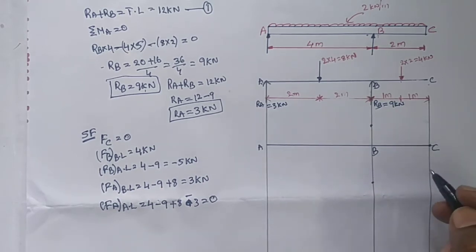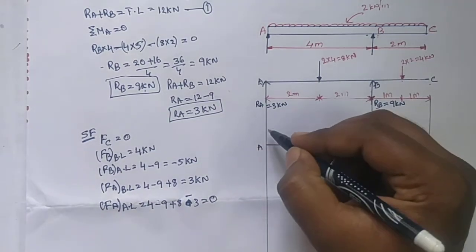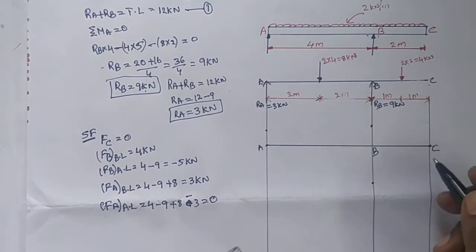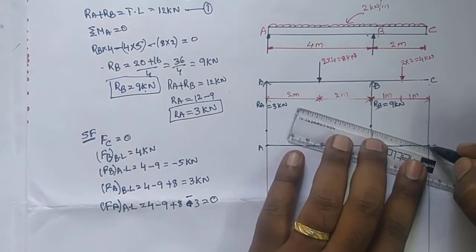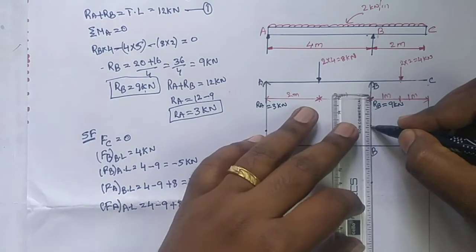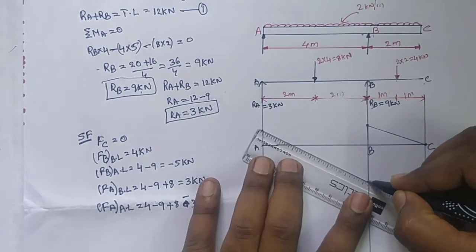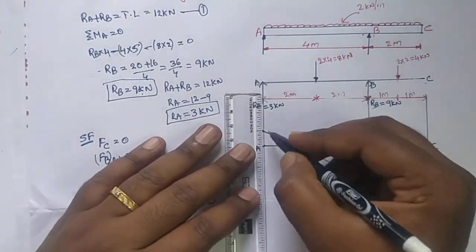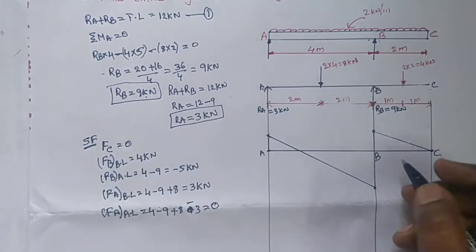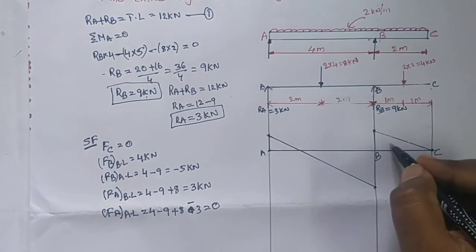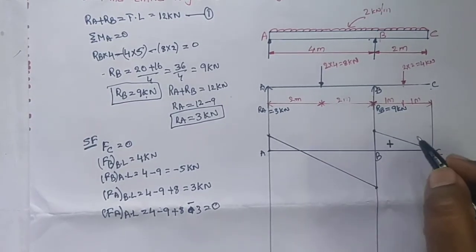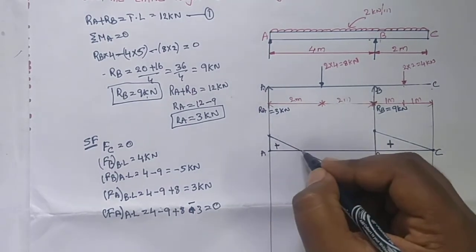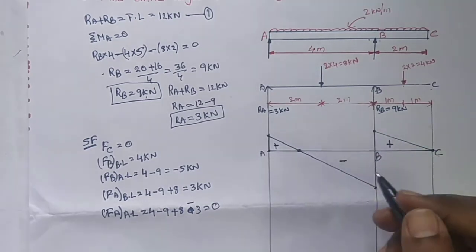Next, shear force at point A before load is 3 kilonewtons. Next, shear force at point A after load is 0. Next, draw the variation of shear force. Okay, it is the shear force diagram. Here from B to C the shear force is positive, and from B to A the shear force changes from negative to positive.